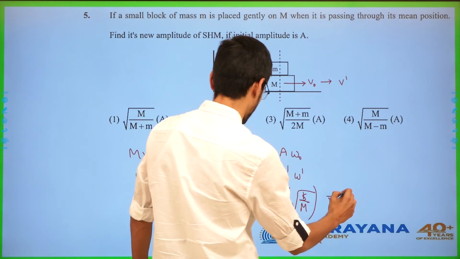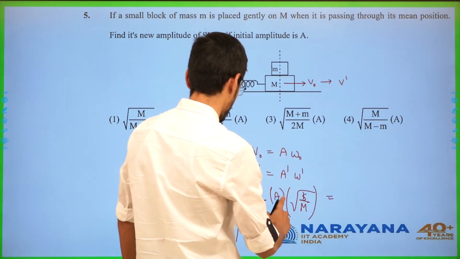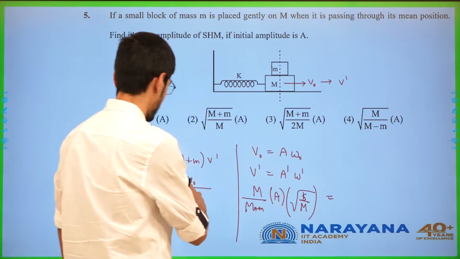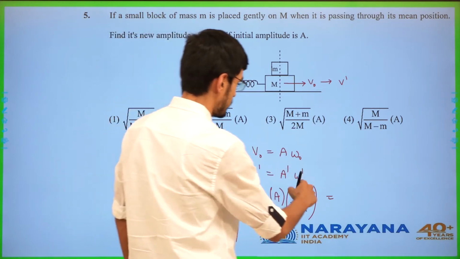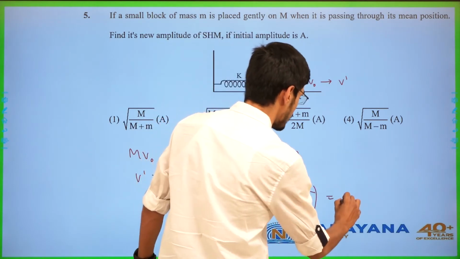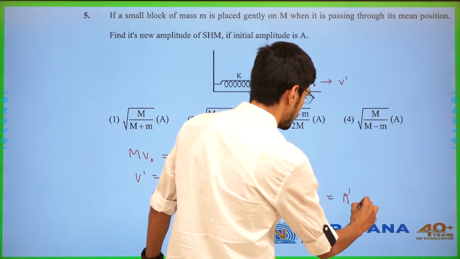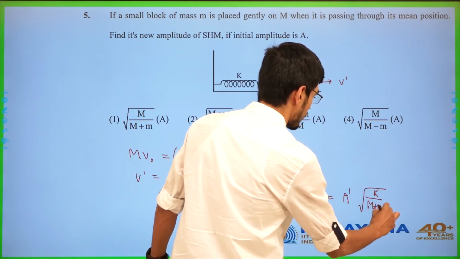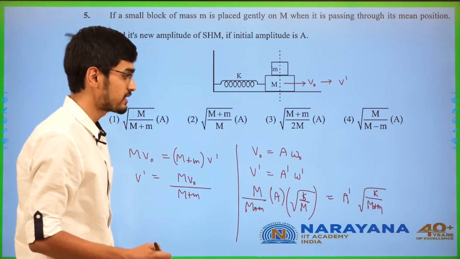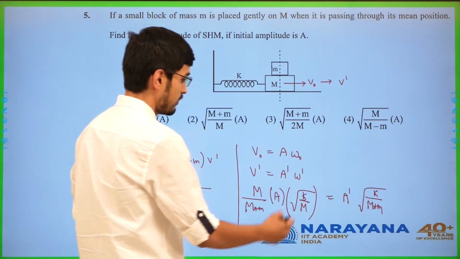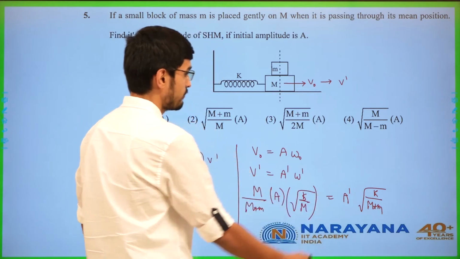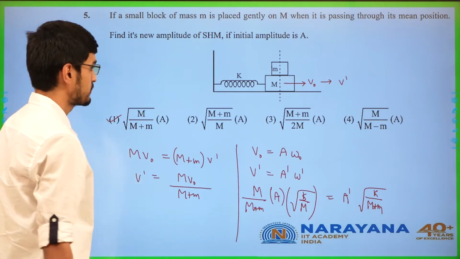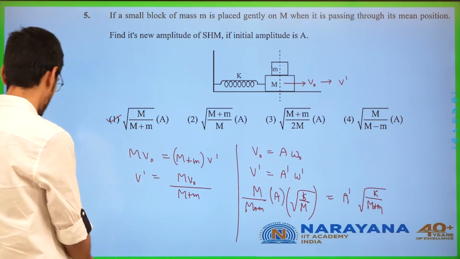Finally, this is V dash, equal to m by M plus m into V0. So V dash equals A dash into omega dash. Omega dash will be under root of k upon M plus m, because the total mass now oscillating is capital M plus m. We can just manipulate to find the value of A dash from this. Okay, we are going to get the first option if we do this. Next question.